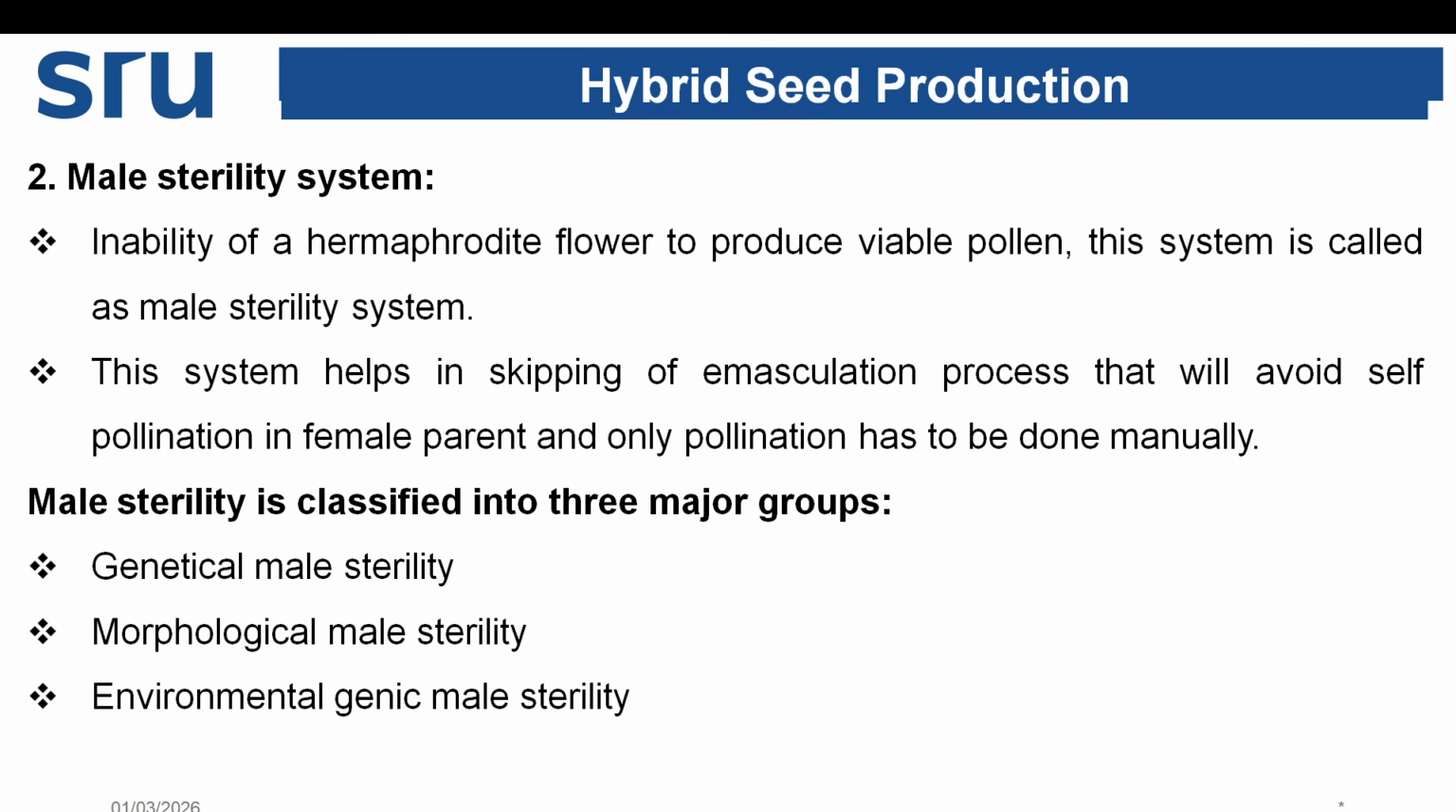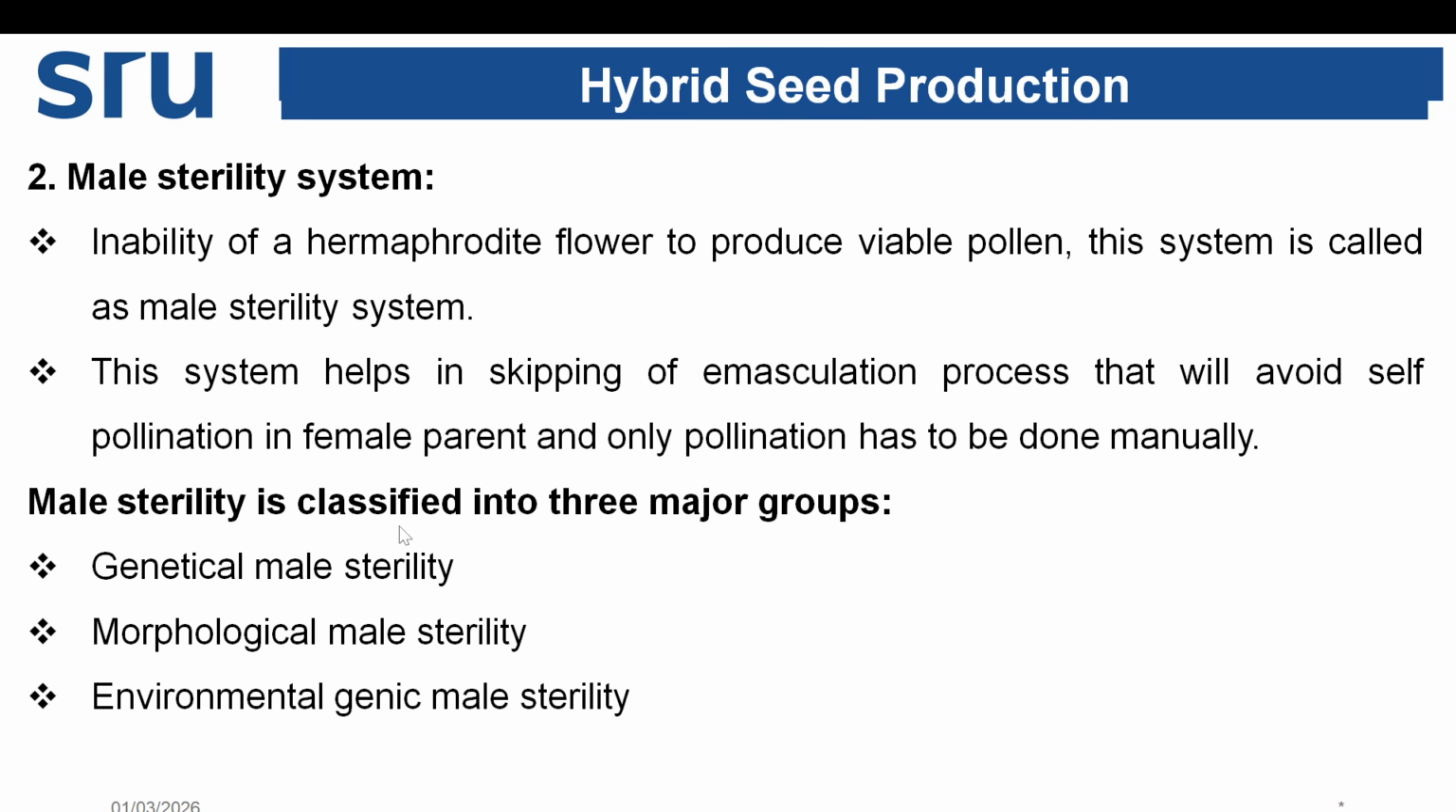The second method is male sterility, the inability of a bisexual flower to produce viable pollen. So this system helps in avoiding the emasculation process, which will avoid self-pollination in the female parent, and only pollination has to be done manually.